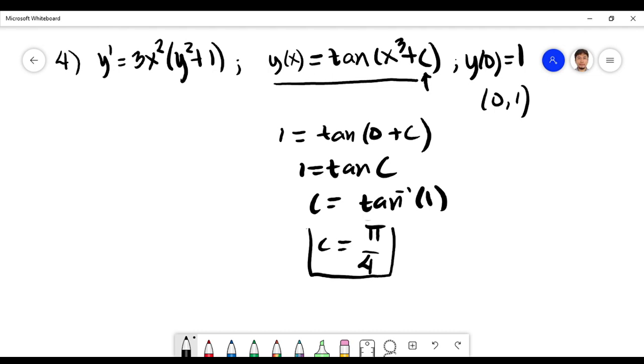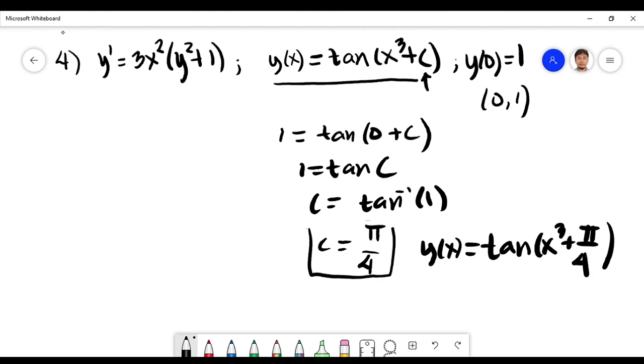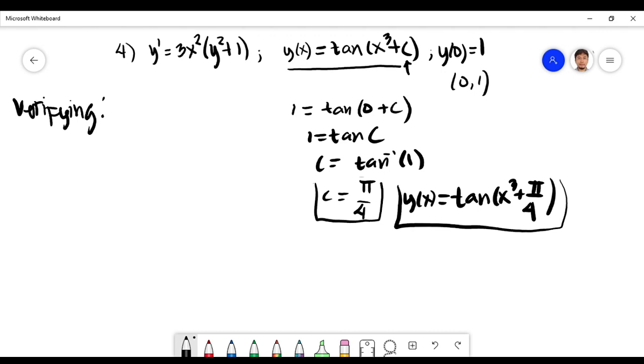Substitute it back into our general solution. Now, our particular solution becomes y of x equals tan of x cubed plus pi over 4. Verifying, we have to substitute our particular solution back into the differential equation. So what we need is the value of our y prime.